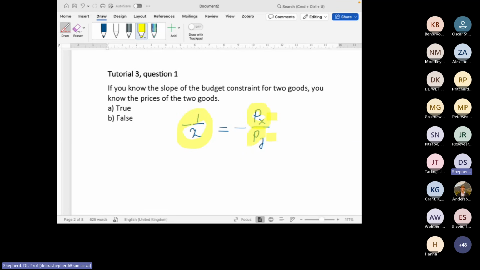For example, the price of Y could be 50 Rand. That would then tell me that the price of X is 25 Rand. So in order to extract the prices from the slope of the budget constraint, we would need further information.